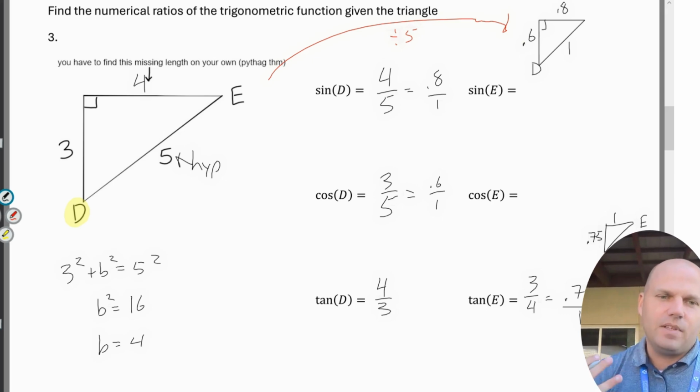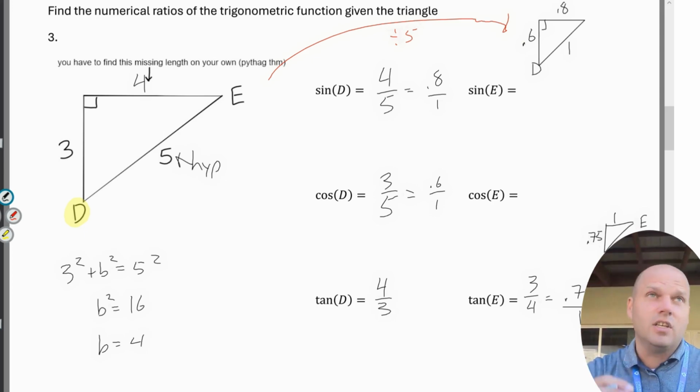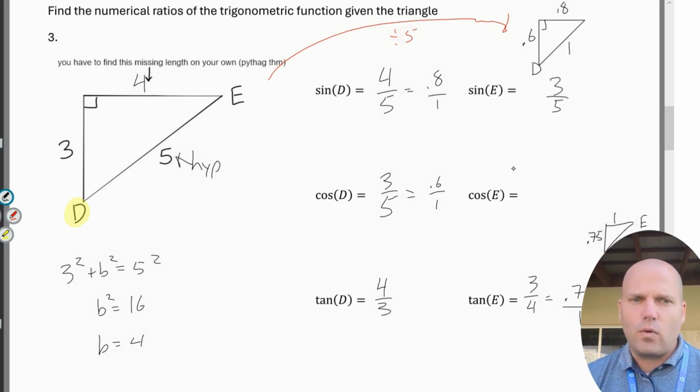So it's like understanding the ratios, understanding scaling. That's it. And sine, cosine, tangent is just a shortcut way to refer to those ratios. Sine of E would be 3 over 5. Cosine of E would be 4 over 5.